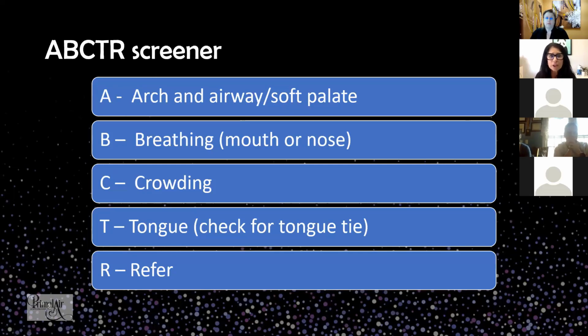A, archway. Look at the arches and the airway and the soft palate. B, breathing. Are they mouth or nose breathers? C, is there crowding? Is there room for all the teeth coming in? T, tongue. Check for a tongue tie. And R, refer.